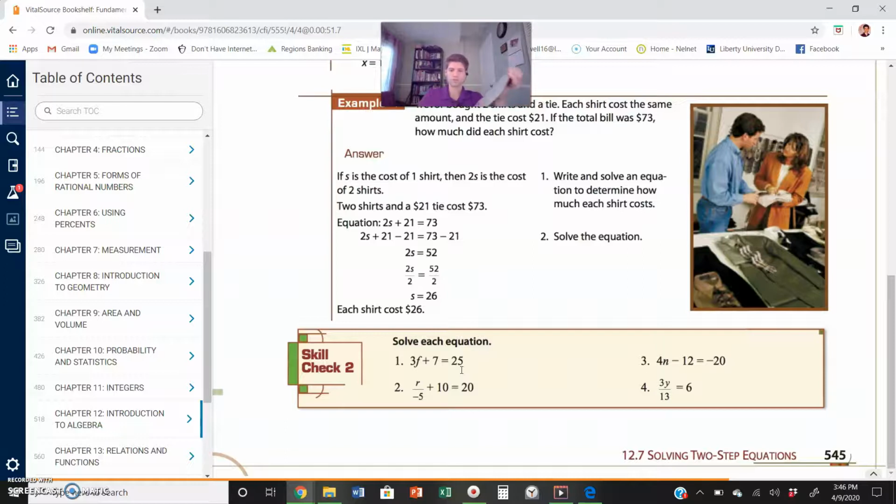Number 2, what do we do first? We have to subtract 10 from both sides. So we get r over negative 5. Everything else copies down. That goes away. 20 minus 10 is 10. What do we have now? Well, we have division here, so we have to do the opposite, multiply. Notice we have to multiply by negative 5, whatever number's down here. So 10 times negative 5 is negative 50. r equals negative 50.